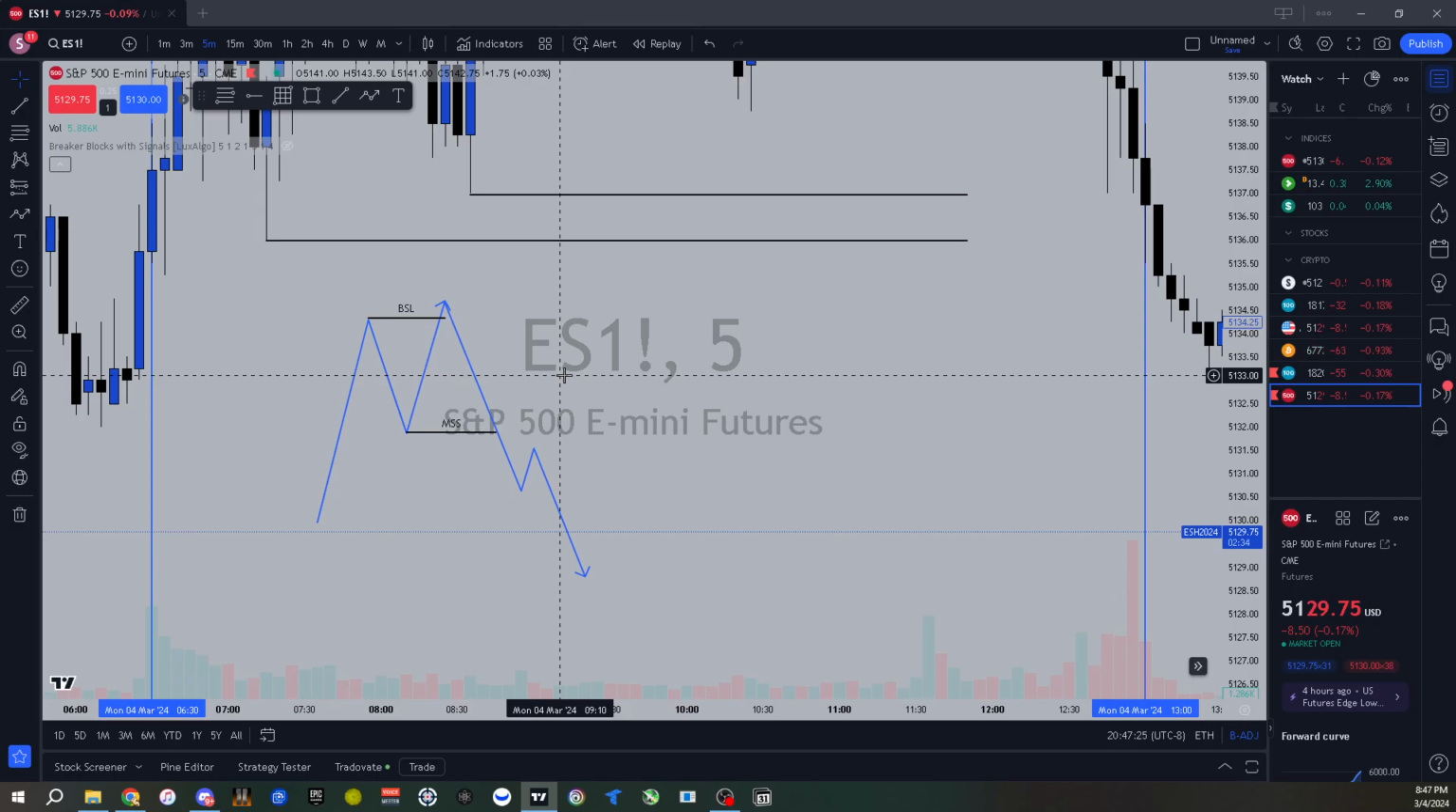Sweep a liquidity, break a structure. This is not the model I use, but there's many people that do, and they're very successful with it. I like to go a little bit more in depth and get a little bit better risk to reward trades, which is why I add in fair value gaps, I add in SMT, all this stuff. But this is still good.